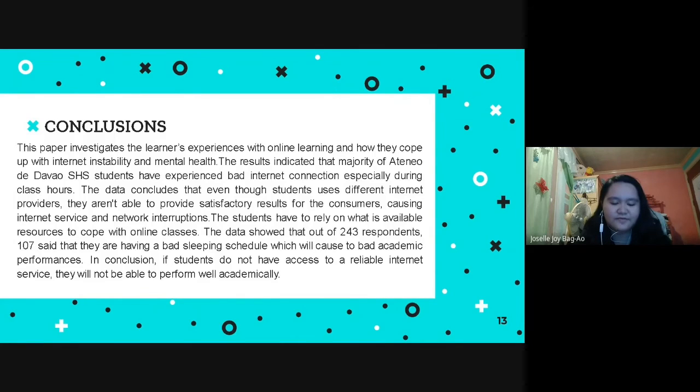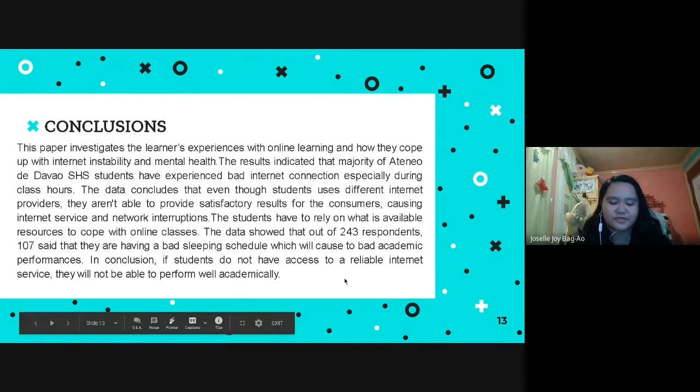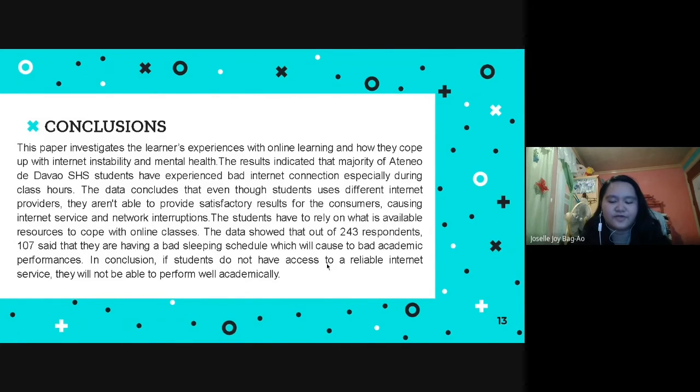The students have to rely on available resources to cope with online class. The data showed that out of 243 respondents, 107 said that they are having a bad sleeping schedule, which will cause bad academic performance. In conclusion, if students do not have access to reliable internet service, they will not be able to perform well academically.